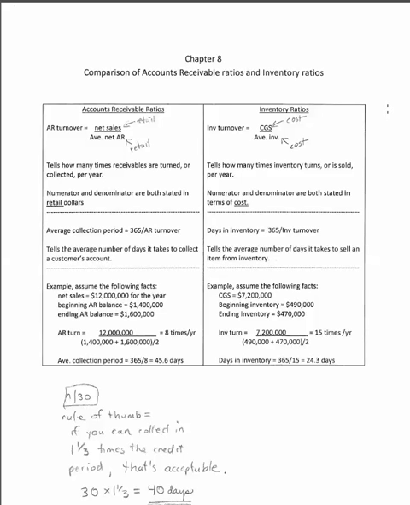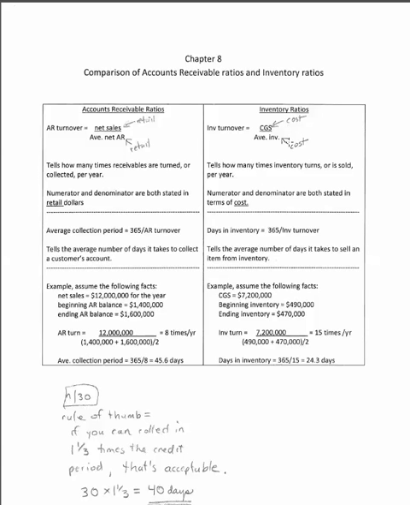Even though Chapter 8 is all about accounts receivable, I wanted to show you how similar the accounts receivable ratios are to the inventory ratios that we've learned about in the past. When you calculate inventory turnover, we use cost of goods sold divided by average inventory. And that tells you how many times a year you could completely stock up your store and sell it all out. How many times can you stock up and sell out during the course of a year?